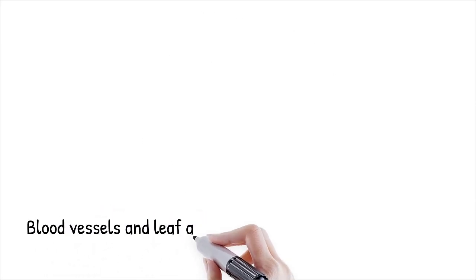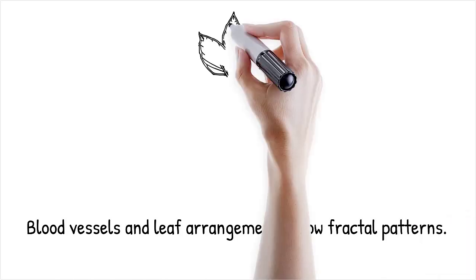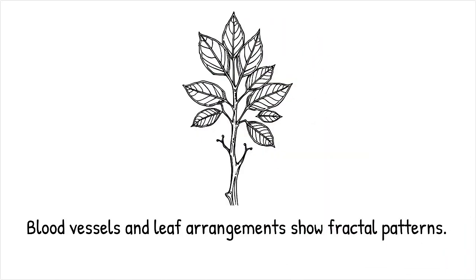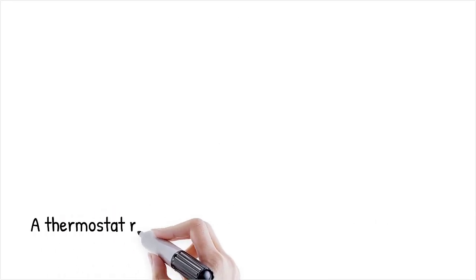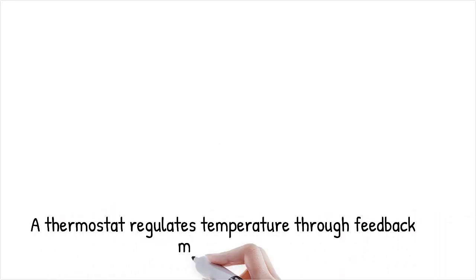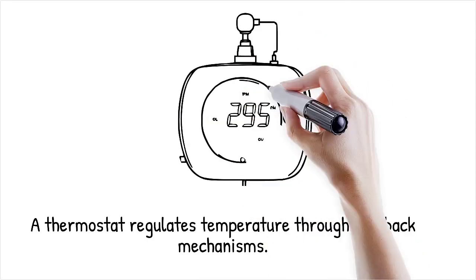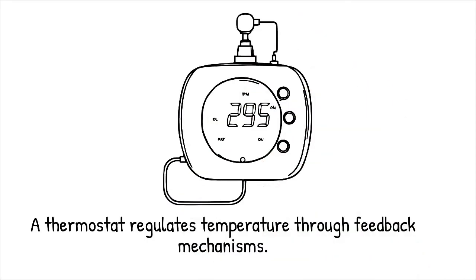Natural phenomena like the structure of blood vessels or the arrangement of leaves on a stem exhibit fractal patterns formed through feedback between growth and environmental constraints. Consider how a thermostat adjusts room temperature. The feedback between the sensor and the heating system regulates the temperature, mirroring how nature and perception utilize feedback to maintain balance and generate complex systems.